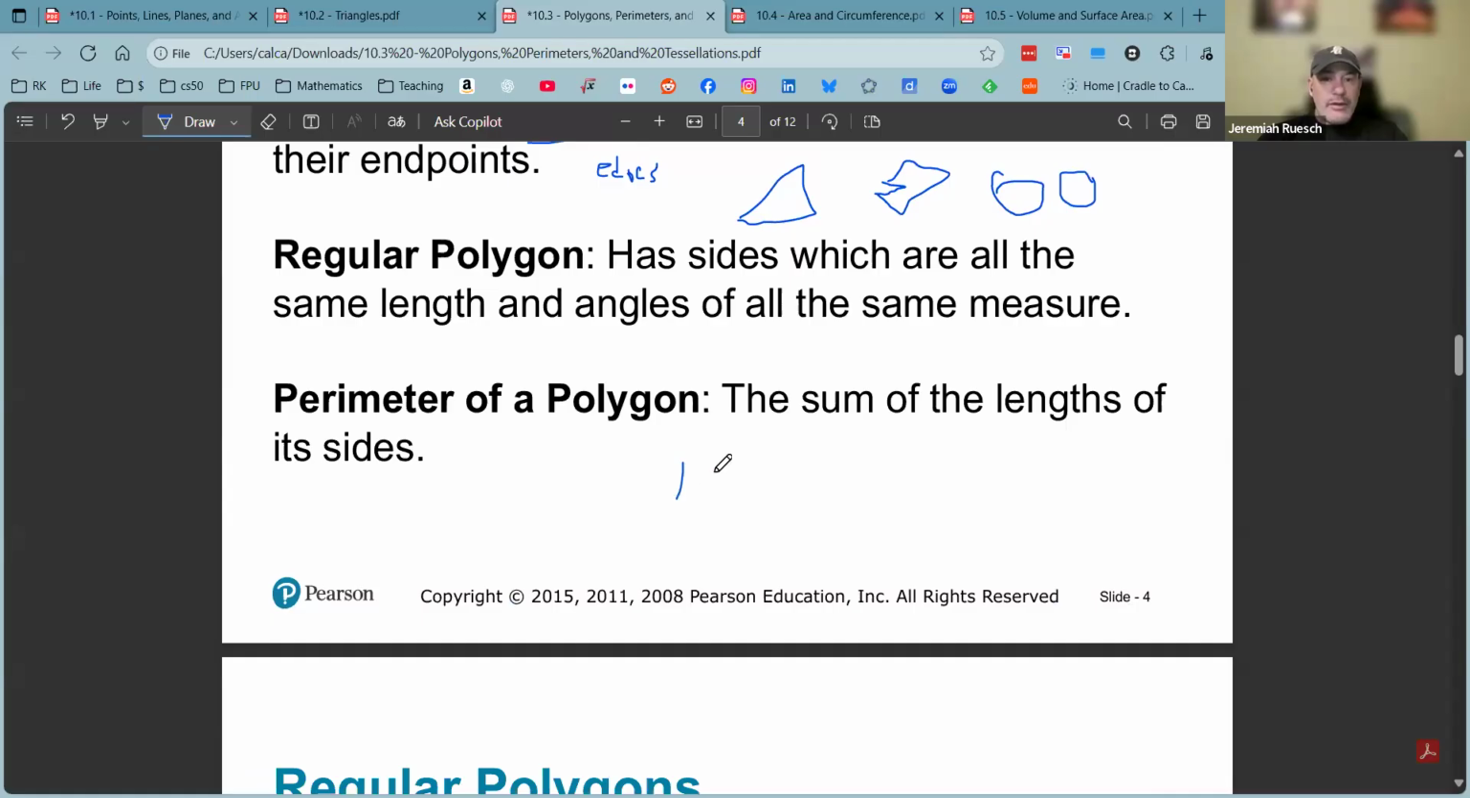A square is another example. That's not a square. That's pretty good. So here, all the angles are 90 degrees and all the sides are the same length. So a square is a regular polygon.